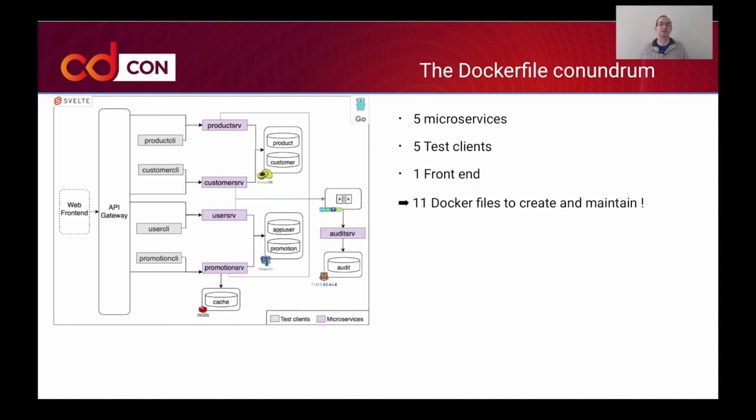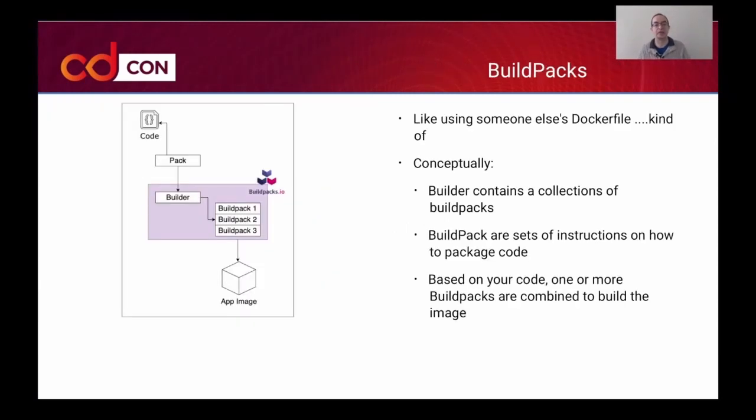However, we caused additional work for our team because now we have to have a Dockerfile for each one of these elements. In fact, we're going to have to maintain 11 Dockerfiles. So instead of using Dockerfiles, we're going to use Buildpacks. And Buildpacks are really cool because it's like using somebody else's Dockerfile that somebody else has to maintain.